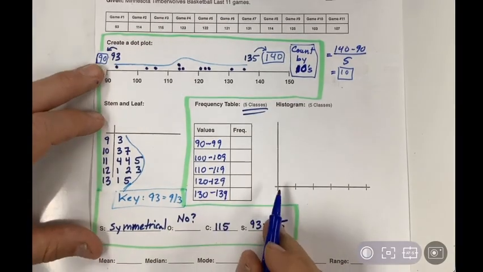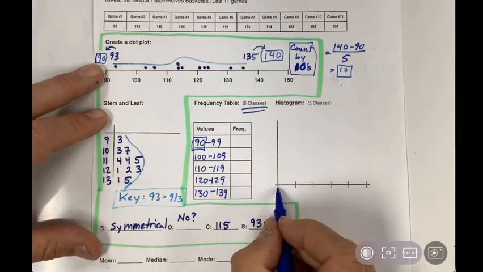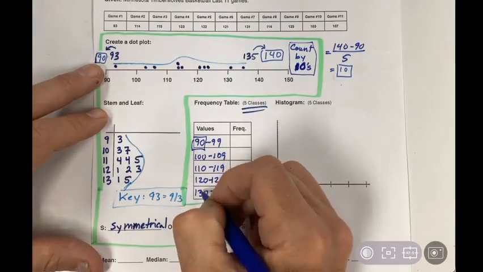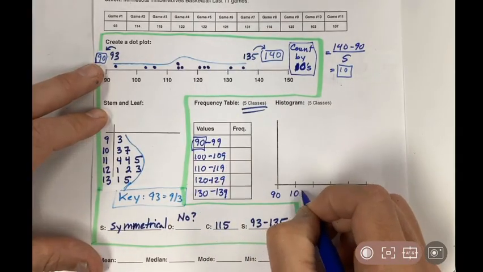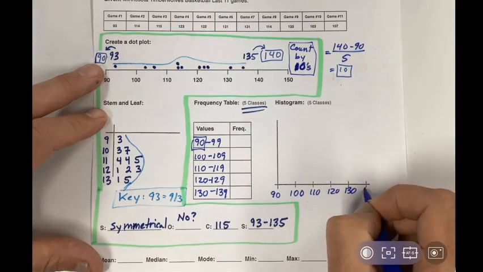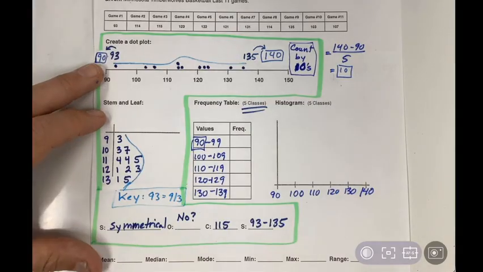Now as you build a histogram, since we said we start at 90, the origin of the graph also is going to start at 90 as well. And then we're going to count by tens like we said here. So that's 90, 100, 110, 120, 130, 140. Now if I'm going too fast, take time to pause the video and then catch up to me.